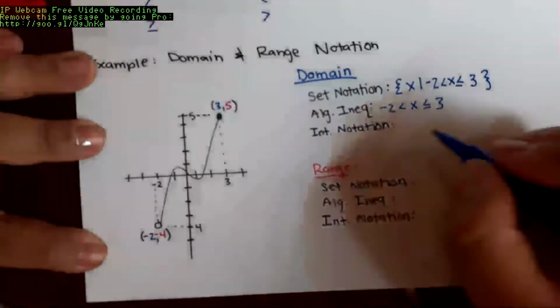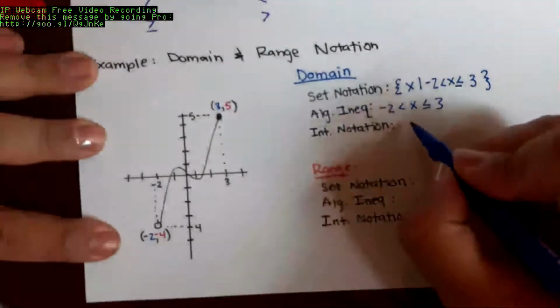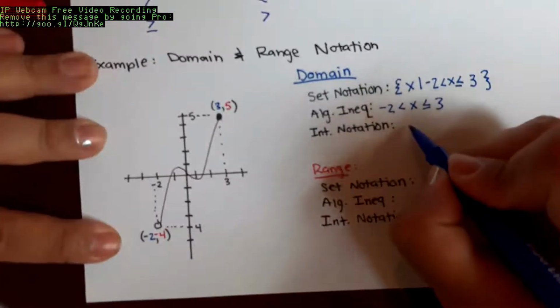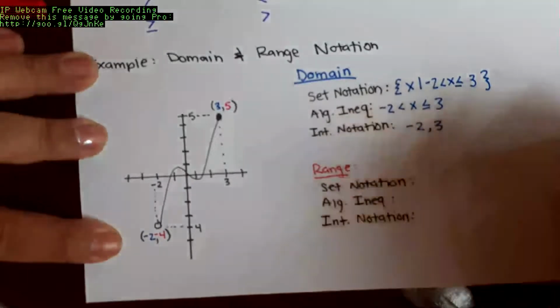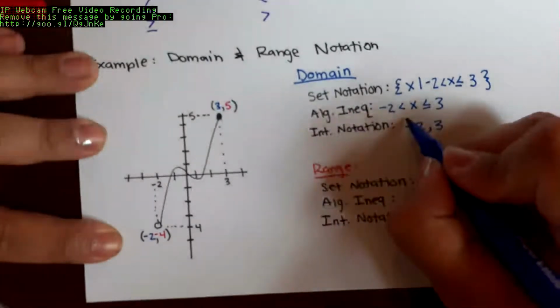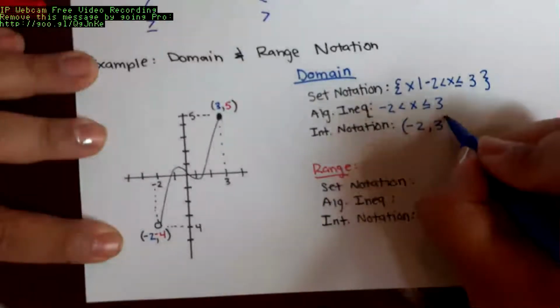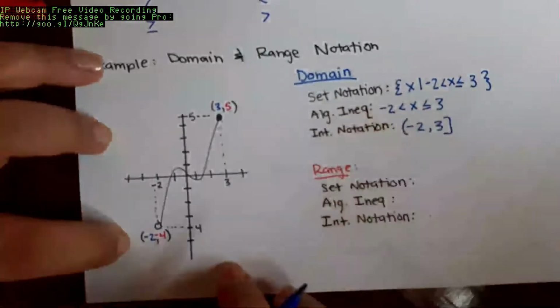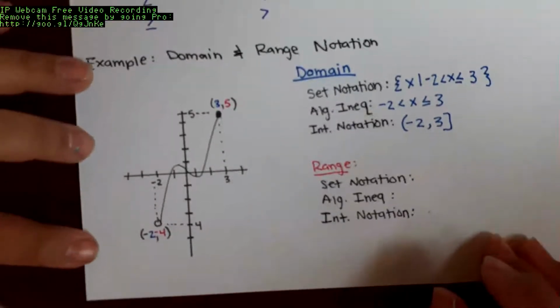So for my interval notation, remember my two things that I need. My first is where I start and finish. So I start at -2, I finish at 3. My -2 is open circle, so that's going to be parentheses. My 3 is a closed circle, so that's going to be a bracket. So go ahead and pause and see if you can do the range on your own. And then go ahead and start the video again and we'll see if our answers match up.